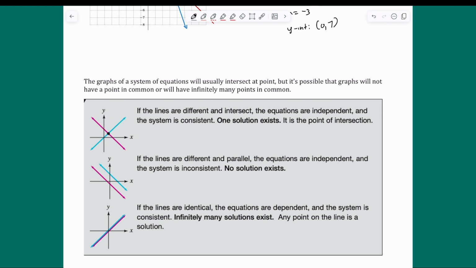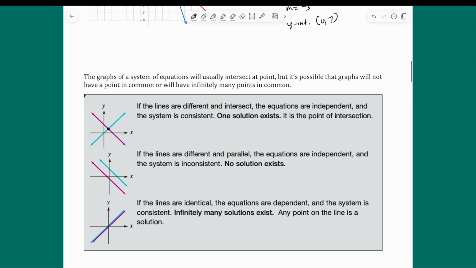However, you could have 2 lines that are running parallel. If the lines are different and parallel, we say the equations are independent and the system is inconsistent, and no solution exists because they don't meet, they don't cross. And if the lines are identical, the equations are said to be dependent and the system is consistent, and infinitely many solutions exist. Any point on the line is a solution. And so those are the 3 scenarios that you typically get when you solve a system of equations.